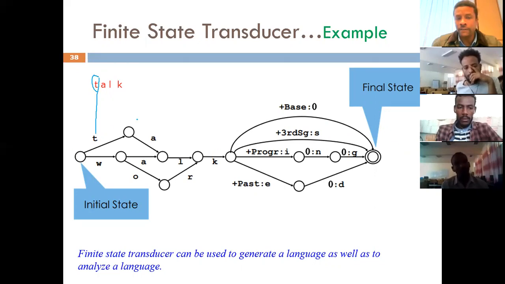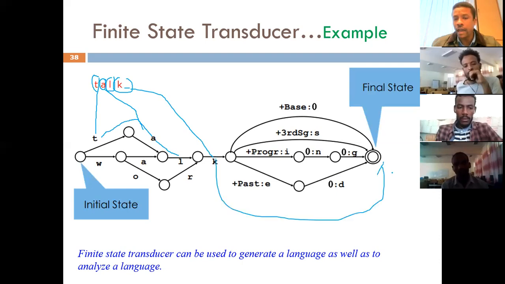After T, what do we have? It has the letter A, so it's acceptable. After A, it goes to L. It's also acceptable because that's the input that we have. After L, it has K, and as you can see, it has K. But after K, what do we have? We have nothing, which tells you that after K, your model should arrive at the final state.